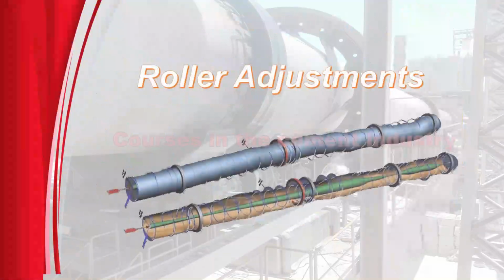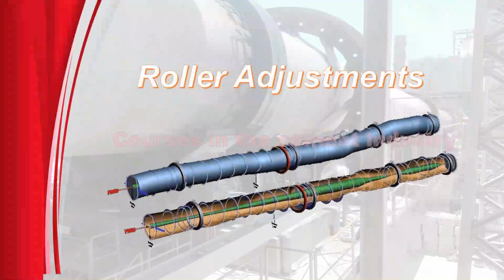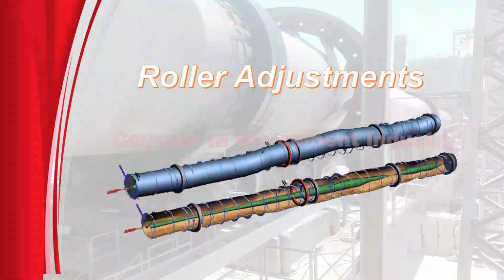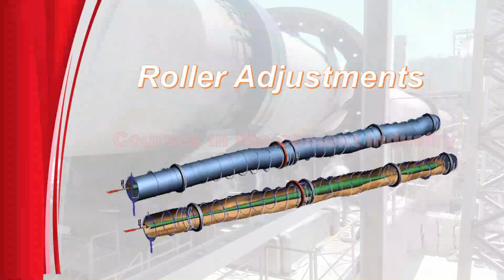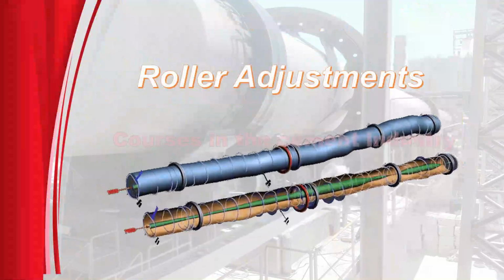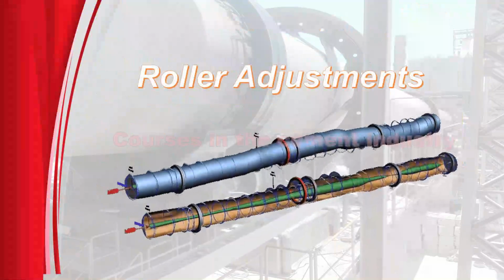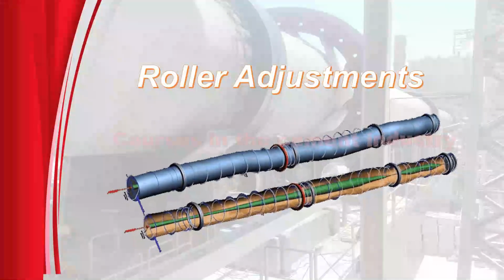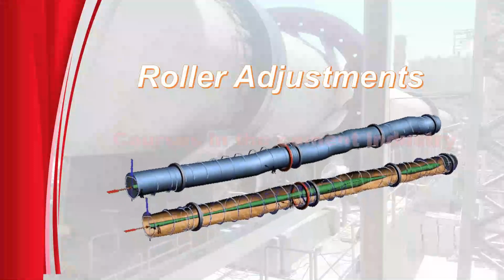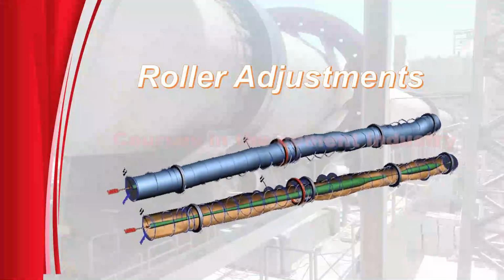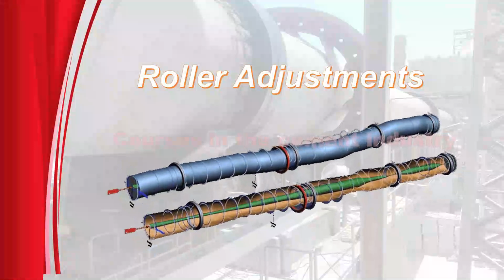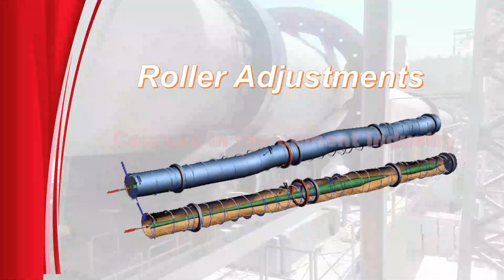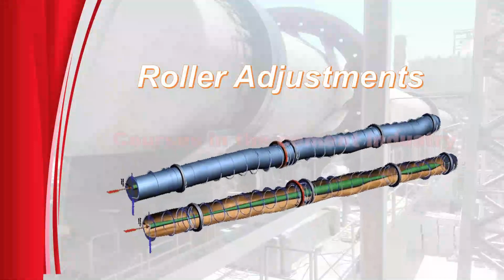Adjustment of rotary kiln supporting roller. The adjustment of the rotary kiln support roller refers to the reasonable adjustment and control of the rotary kiln in order to ensure the long-term safe and stable operation of the rotary kiln, so as to maintain a good operating state, improve the operation rate, and reduce the running cost.